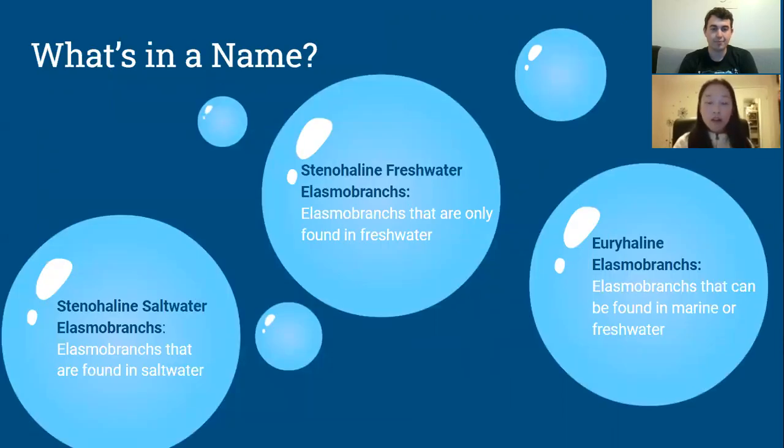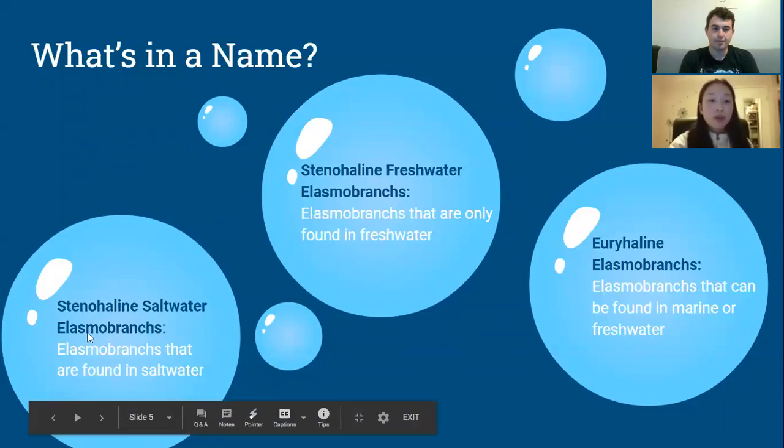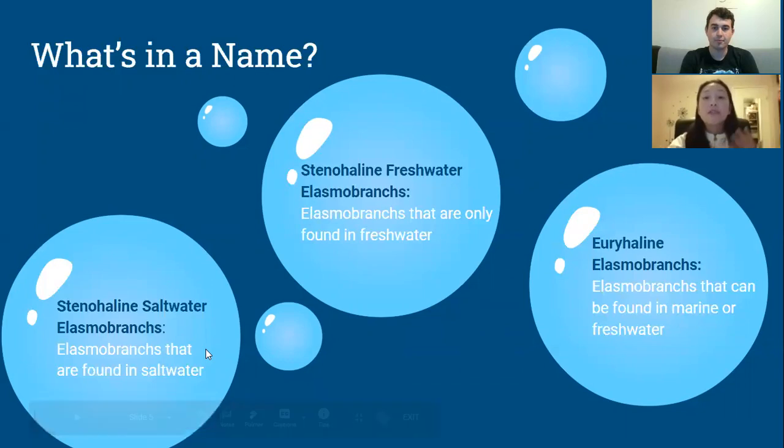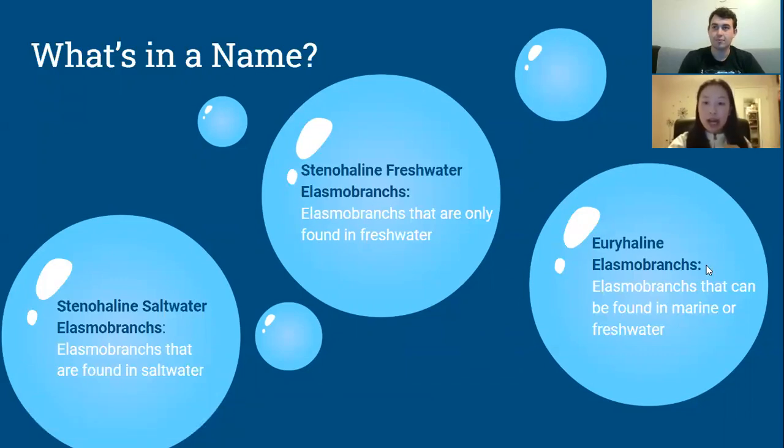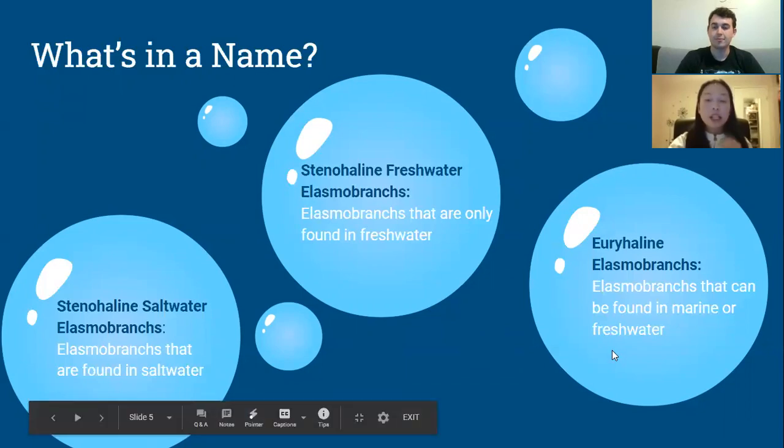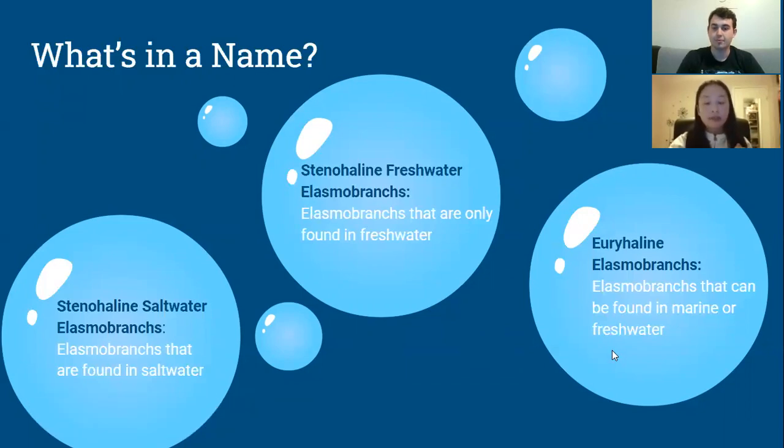So let's talk about some names, how we differentiate between these groups. So first we have the stenohaline saltwater elasmobranchs, and these are elasmobranchs that are only found in saltwater. In contrast, we have stenohaline freshwater elasmobranchs, and you guessed that they're only found in freshwater. The group that is in between the two are Euryhaline elasmobranchs, and these are the ones that can be found in either saltwater or freshwater.